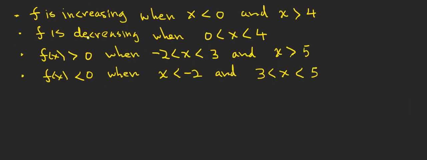Now we're going to sketch a polynomial based on these 4 given characteristics. So f is increasing when x is less than 0 and x is greater than 4. f is decreasing when x is between 0 and 4. And so forth. They give us when f of x is positive and when f of x is negative. So the best way to summarize these characteristics is you draw a number line, and you have to draw two of them.